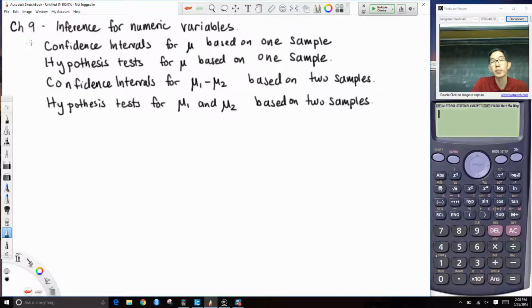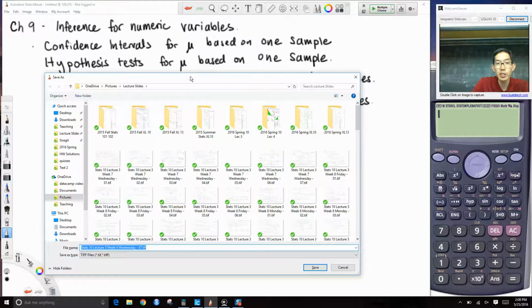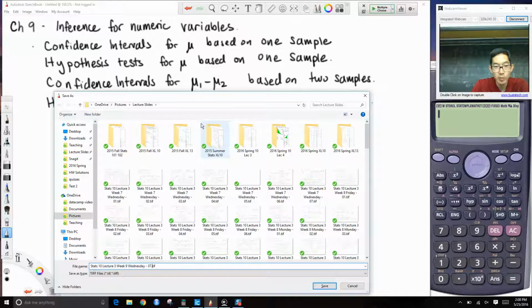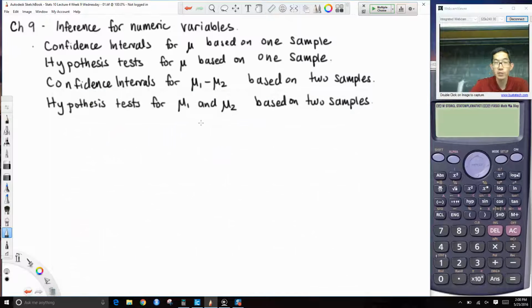We introduced confidence intervals for mu based on one sample on Monday a little bit, and today we'll cover hypothesis tests for mu based on one sample, and then on Friday I'll cover these last 2 topics. It is a lot of information, but there's a lot of overlap and parallels between confidence intervals and hypothesis tests for proportions and categorical variables as there is with numeric variables. If you're comfortable with the stuff for p, then we'll be comfortable with the stuff for mu.